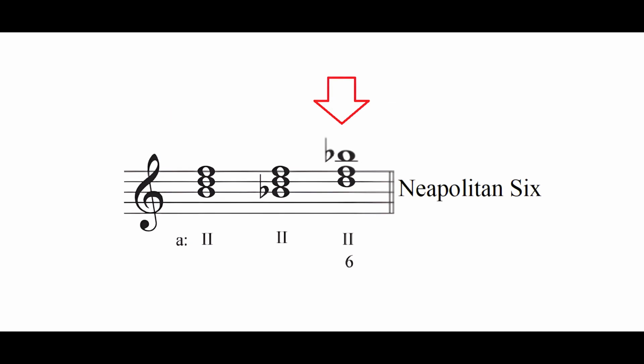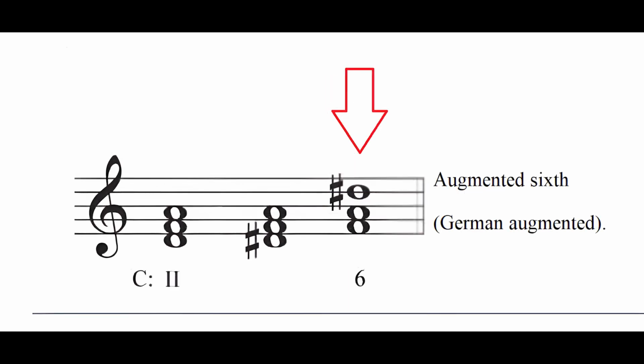By lowering the bass of the second scale degree in a minor key, we create a major chord. If we use this major chord in the first inversion, it's called the Neapolitan 6. By lowering the bass of the second scale degree and using this chord as a first inversion, it becomes an augmented 6. We denote German augmented 6.